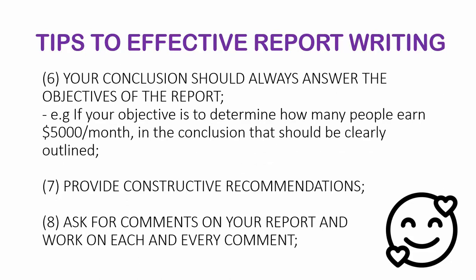Tip number 6, your conclusion should always answer the objective of the report. I've seen that a lot of times. For example, if your objective is to determine how many people earn $5,000 per month, in the conclusion, that should be clearly outlined. You mention that in conclusion, this number of people earn $5,000 per month, disaggregated by male and female. You see, you have to be straight to the point. It has to answer the objective.